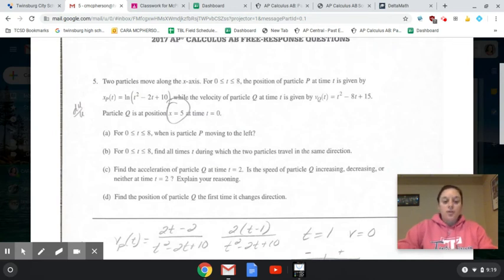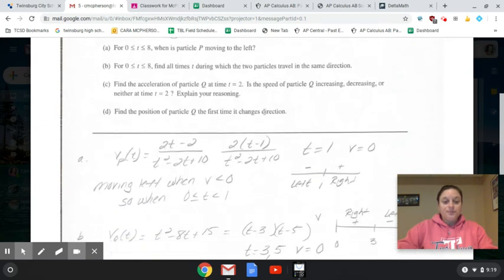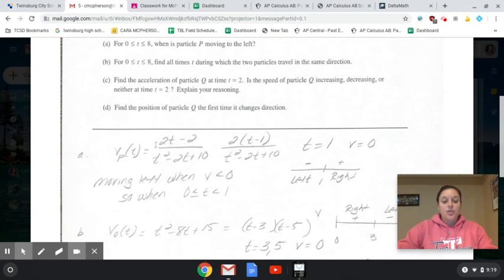So the first thing you want to do is get a velocity equation. And this is a nice review of how you take the derivative of a natural log, because that's what x is. For a natural log, the derivative is u' over u, the derivative of this over this. So the derivative is (2t - 2) over the original t squared minus 2t plus 10. We want to factor. We can factor a 2 out of the top and get t minus 1. The bottom actually won't factor.